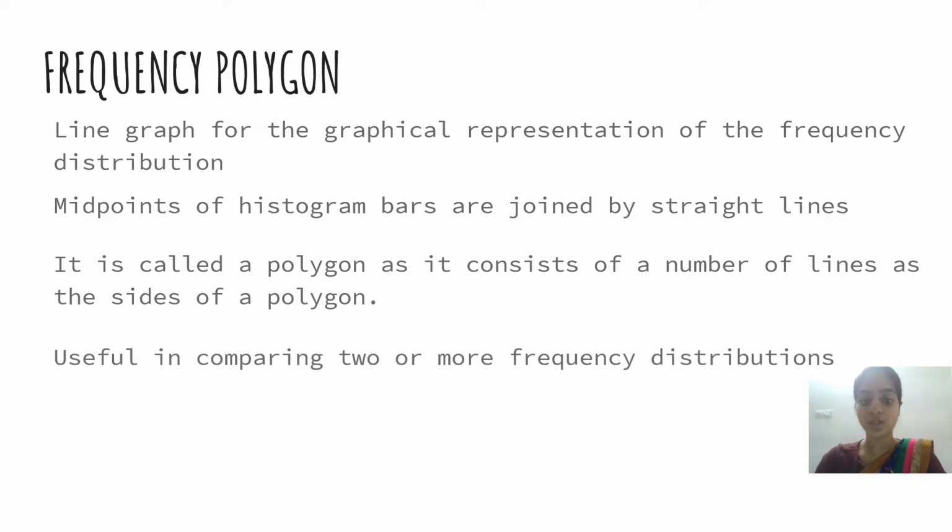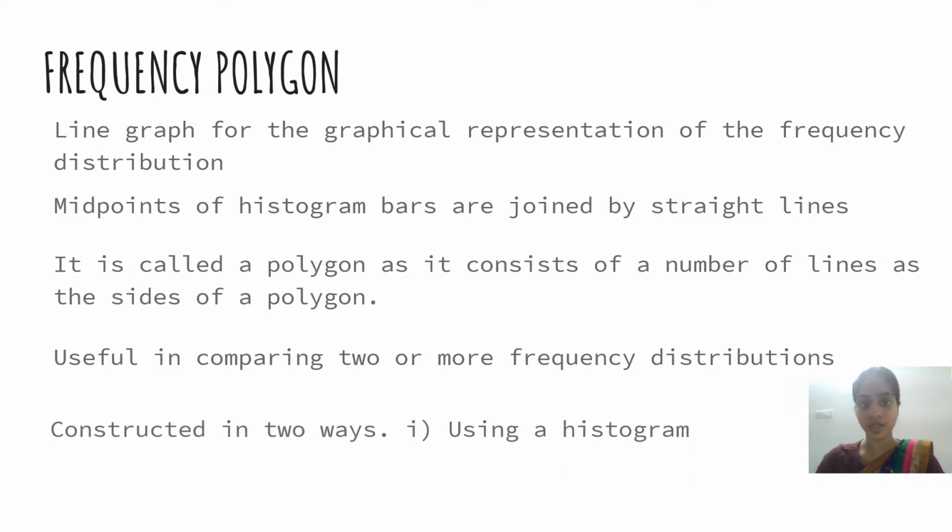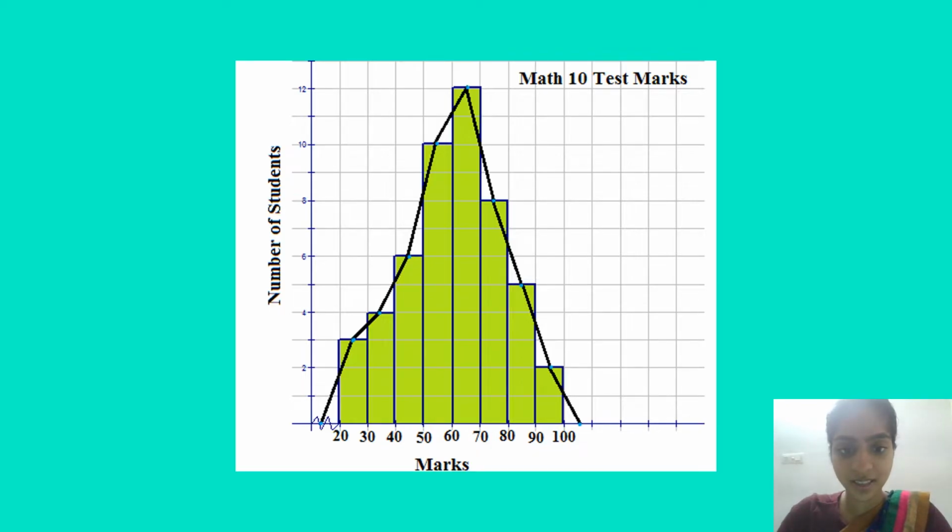A frequency polygon is useful in comparing two or more frequency distributions. And this is constructed in two ways. One is using a histogram. As we have already seen, midpoints of histogram bars are joined by straight lines to construct a frequency polygon. And the second is without using a histogram, using midpoints. Here in this graph, as you can see, the green color bars are the histogram and the lines joining the midpoints of these bars construct the frequency polygon.